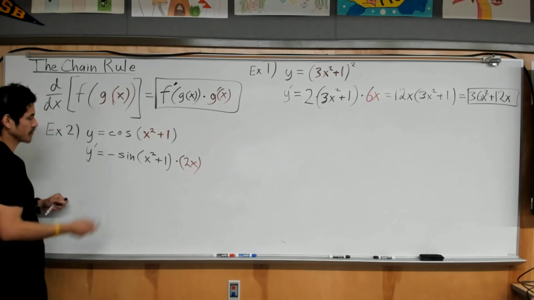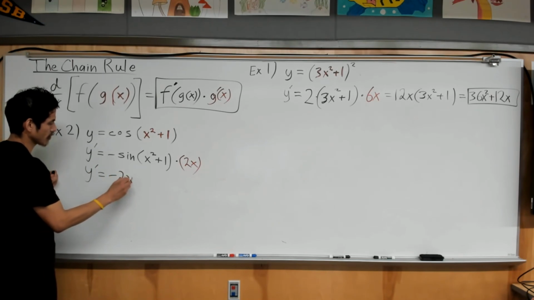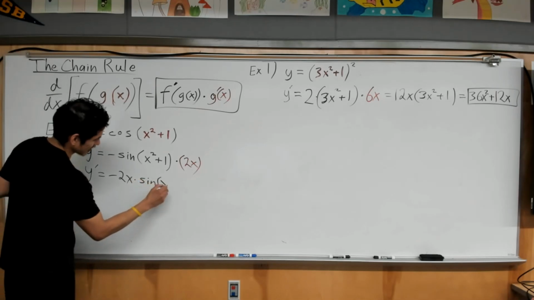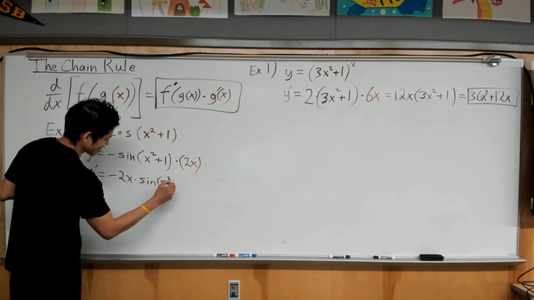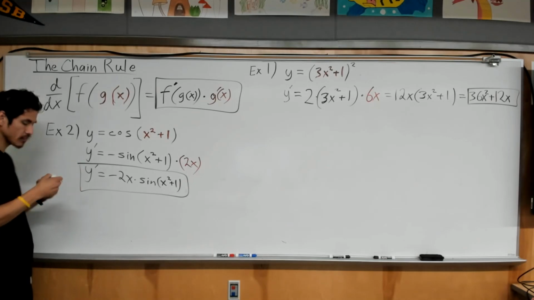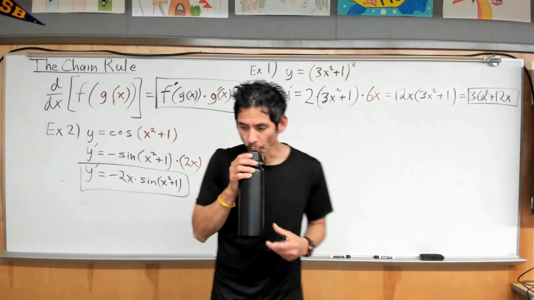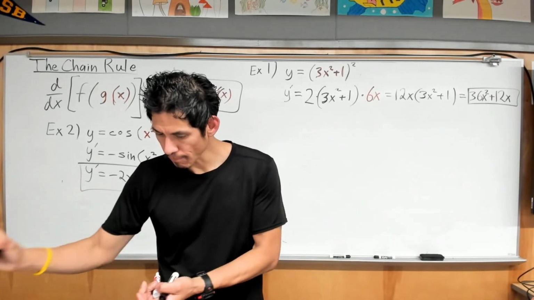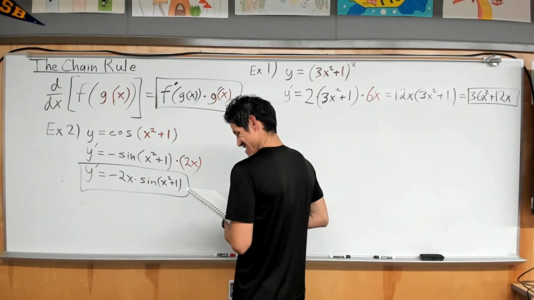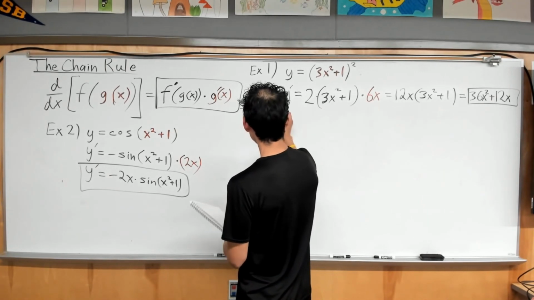That's really your answer. You can write this maybe more cleanly like this: negative 2x times the sine of x squared plus 1. Simple. Nice. Let's look at another one. Example 3.